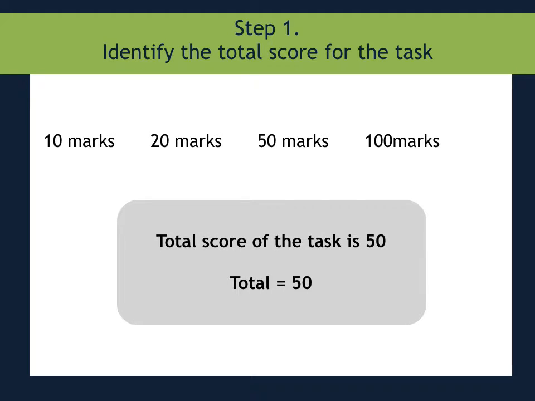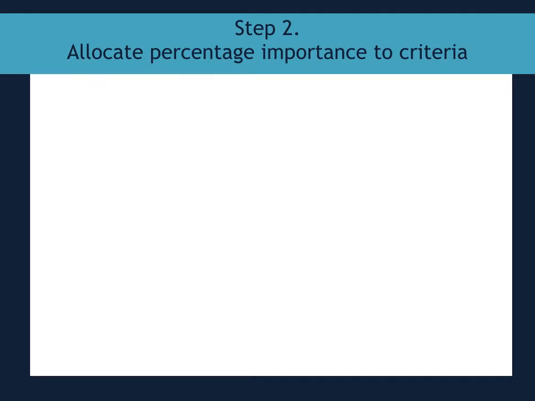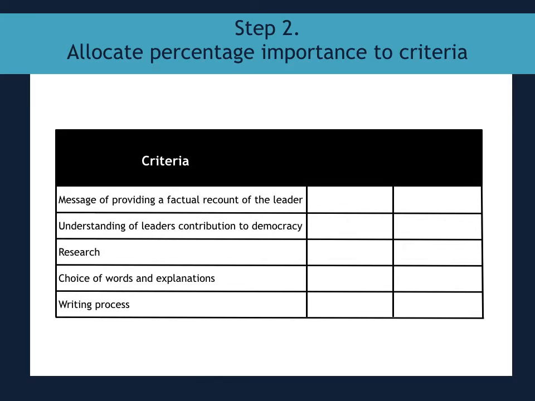So in this case, I think we're going to decide on this particular task we want out of 50 marks. So now we've decided on what the task score or the total score for the task is going to be. Now we need to divide these marks according to the different criteria. So in order to do this, we need to allocate a percentage of importance to each criteria. So here the levels are not important at all. Here you're looking at just the criteria. So in this case, we had 5 different criteria. Remember, right in the beginning, that's what we decided on.